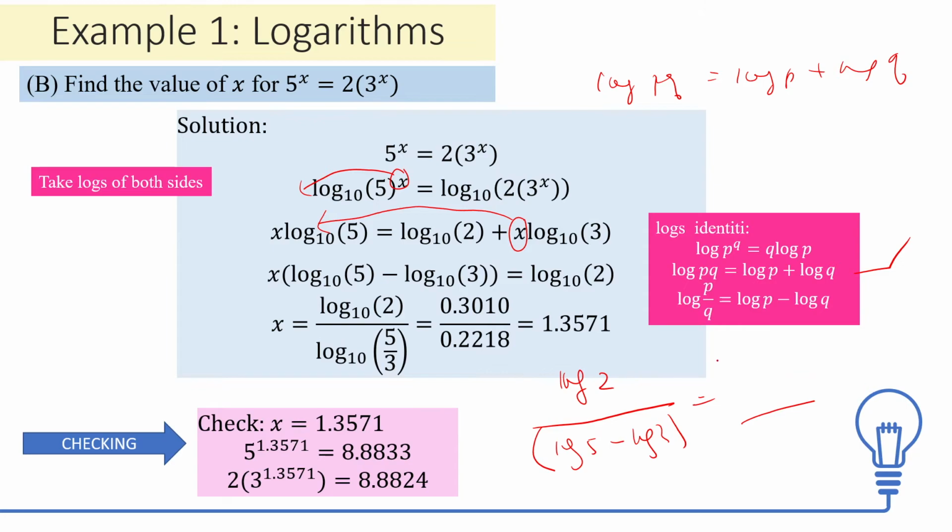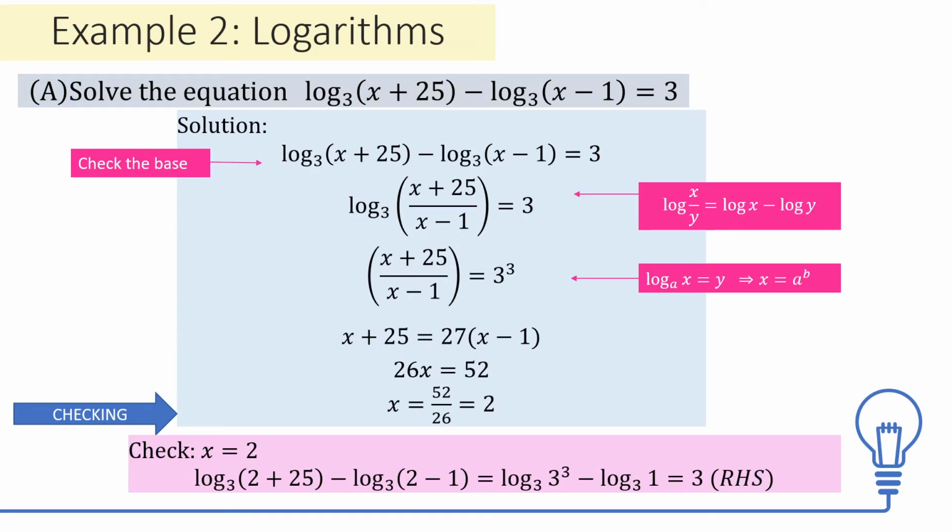So log 5 minus 3, and then you get your answer. It's fine enough. And same thing, do the checking, and you can see that they are quite close to each other, so we are happy with it. Okay, now we have another question.